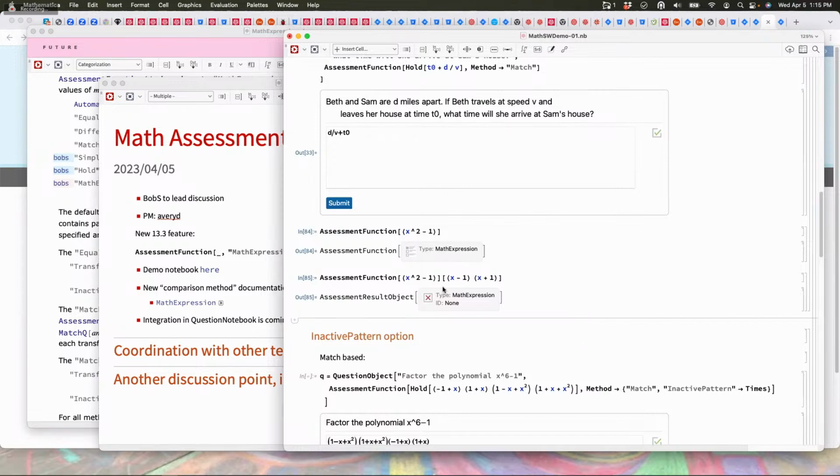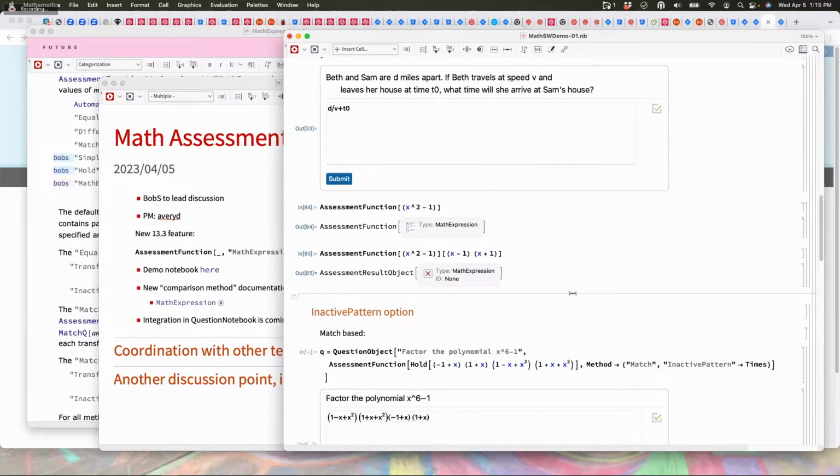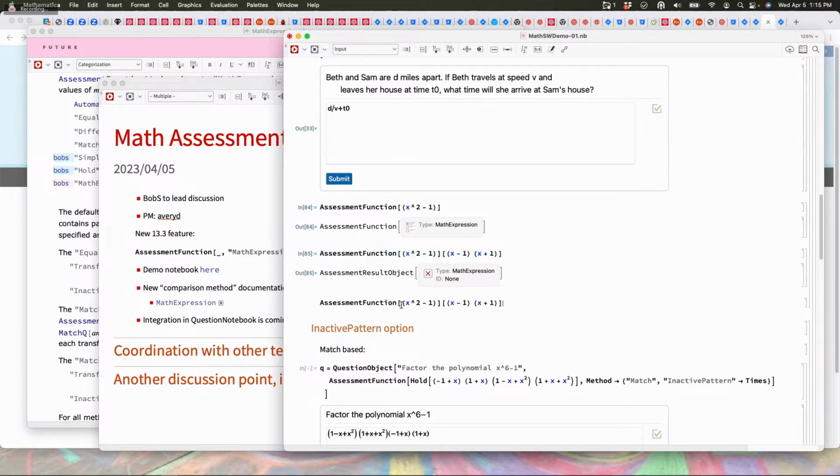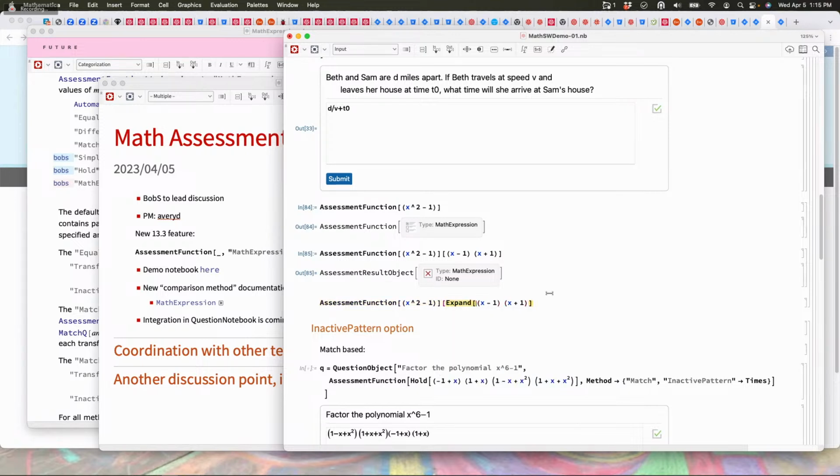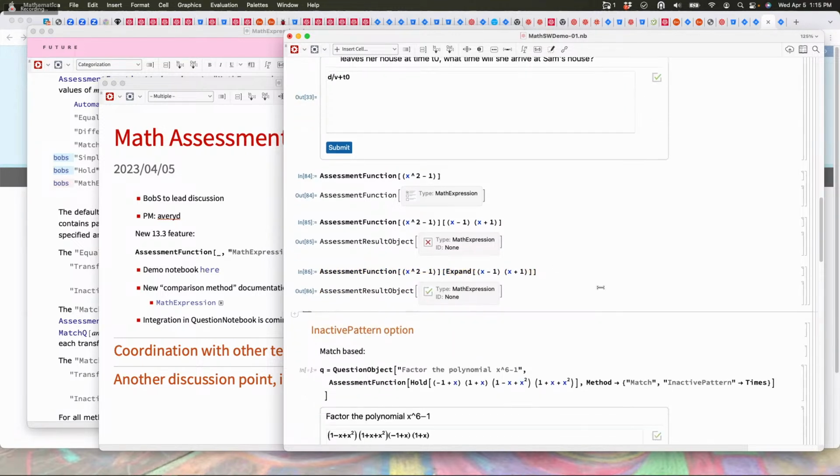Am I doing this right? It's going to. Okay, so now put an expand. Copy it down. Put an expand on the right-hand side there. No, not there. Right. Okay.